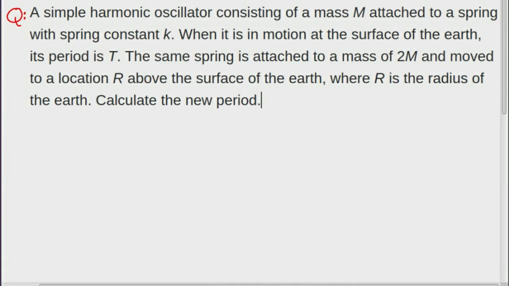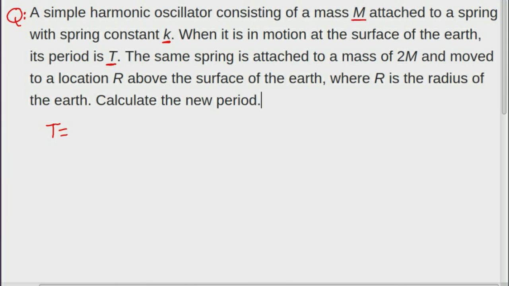A simple harmonic oscillator consists of a mass m attached to a spring with spring constant k. When it is in motion at the surface of Earth, its period is T. The same spring is attached to a mass of m and moved to a location r above the surface of the Earth, where r is the radius of the Earth. Calculate the new period.